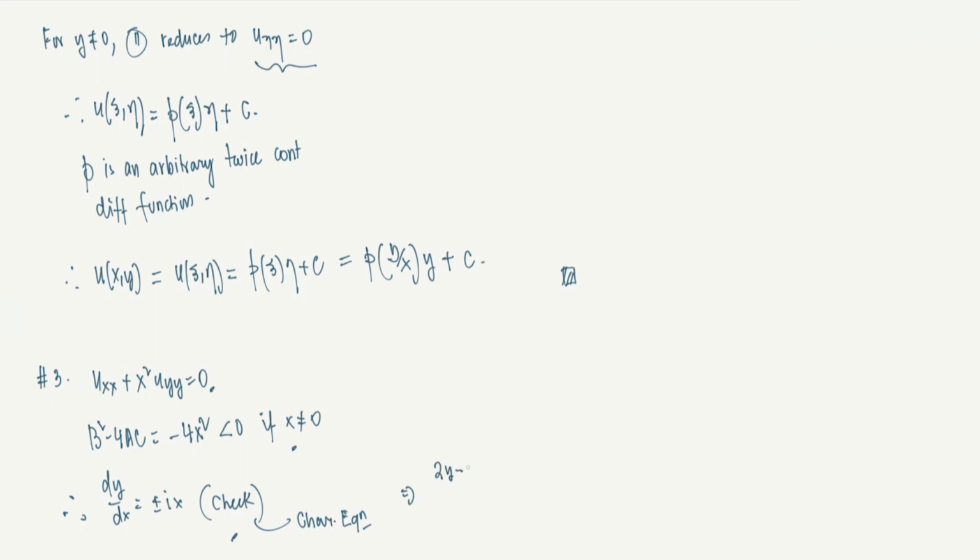It is going to be 2y minus i x squared equals a constant c1, and 2y plus i x squared equals a constant c2. Those are the solutions of the characteristic equations. So basically these are the characteristic curves, and this will actually give us what xi and eta are. So what is our xi? In this case, how do you write xi of x, y?